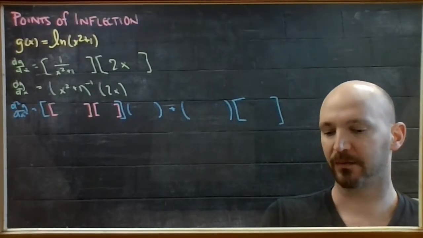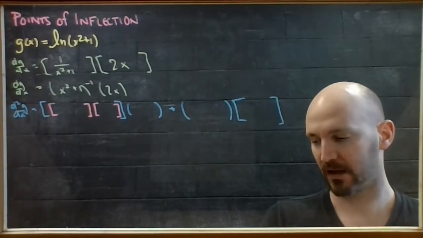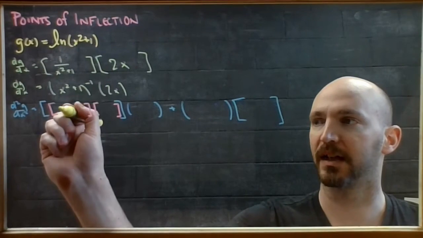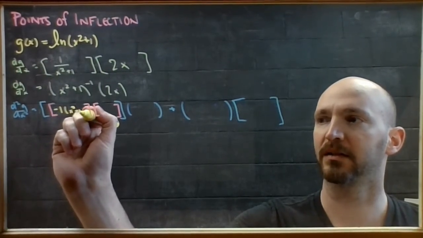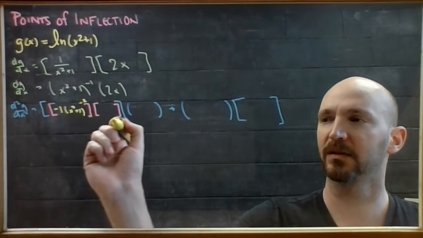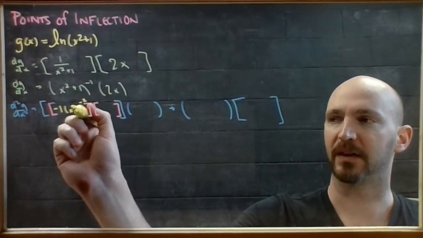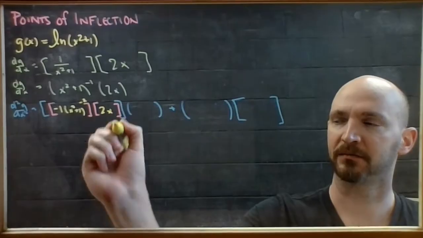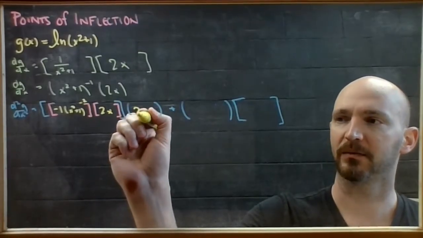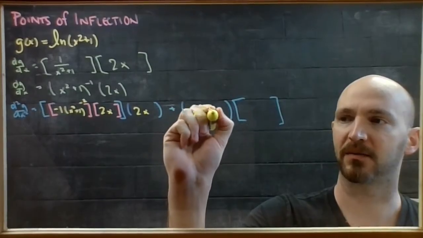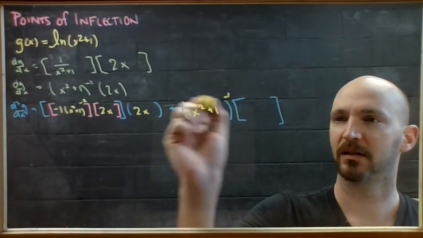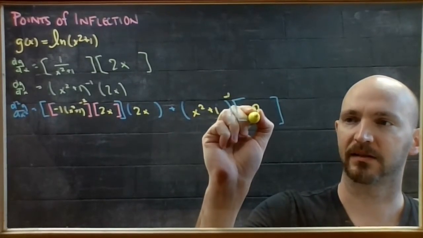So the derivative of anything to the negative 1, you bring the negative 1 in front. x squared plus 1, raise it to negative 2. The derivative of the inside will be 2x. Leave this one alone. Then I have x squared plus 1 to the negative 1. The derivative of 2x is 2.